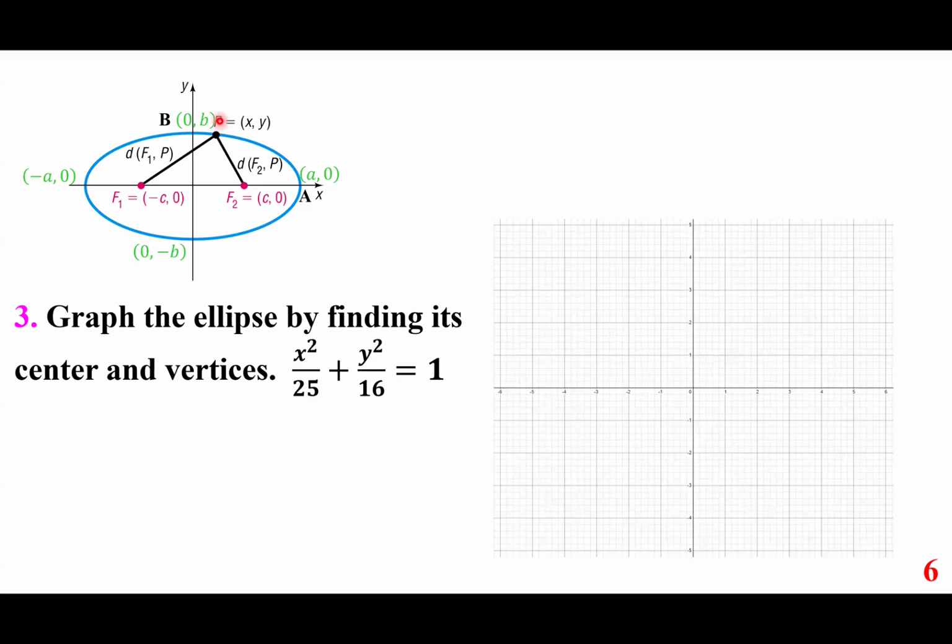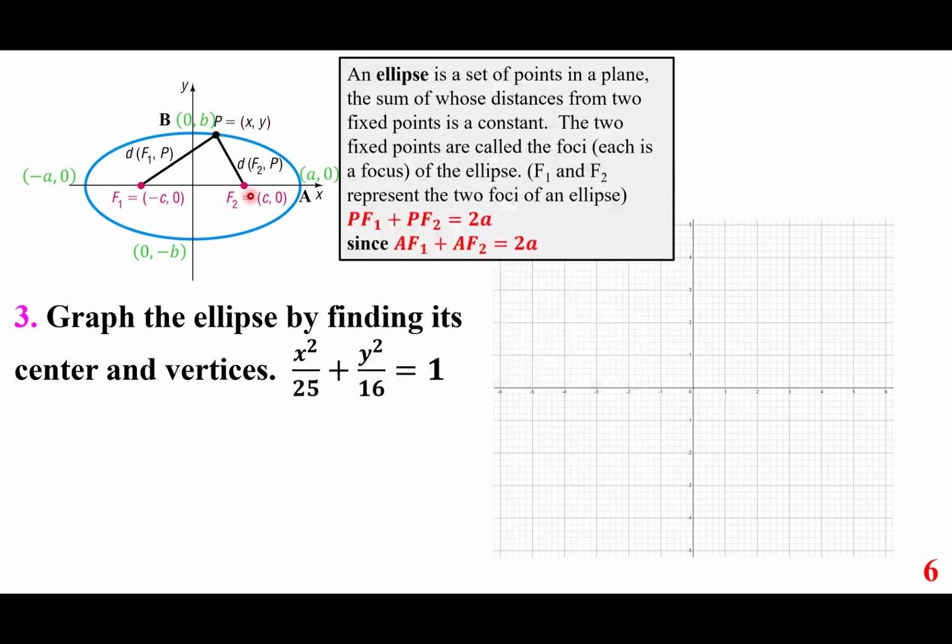And if you pick any point P with coordinates x, y, let's see what happens as we connect it to these 2 points. And what are those 2 points? An ellipse is a set of points in a plane, the sum of whose distances from 2 fixed points is a constant. The 2 fixed points are called the foci. Each is a focus. So F1 and F2 represent the 2 foci of an ellipse. Now, PF1 plus PF2 is a fixed value, and it's equal to 2a.